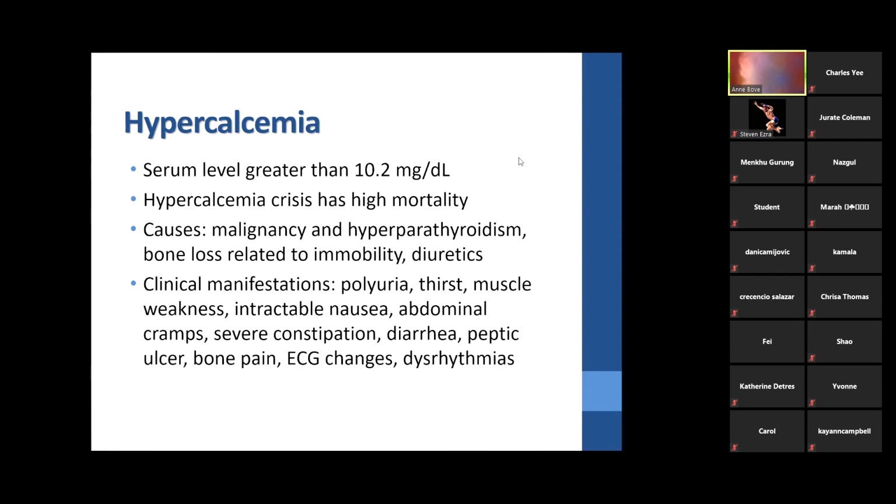High calcium levels, or calcium levels greater than 10.2 milligrams per deciliter. Hypercalcemia has a high mortality. You see that in malignancy because of the breakdown of tissue. You also see that because of bone loss related to immobility. And the opposite side of it is hyperparathyroidism, as well as certain diuretics, because now you're removing water and there's a higher concentration. Patient's going to present with muscle weakness.